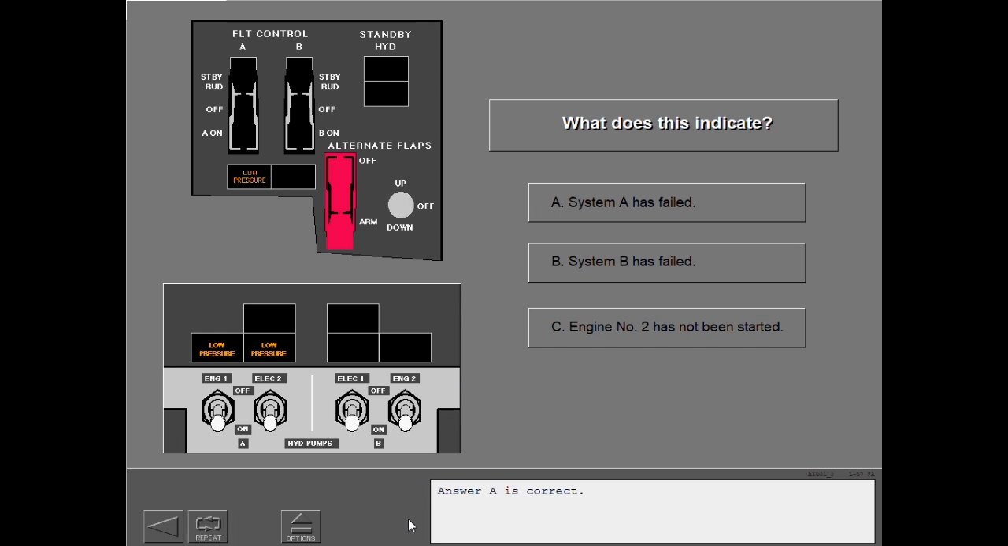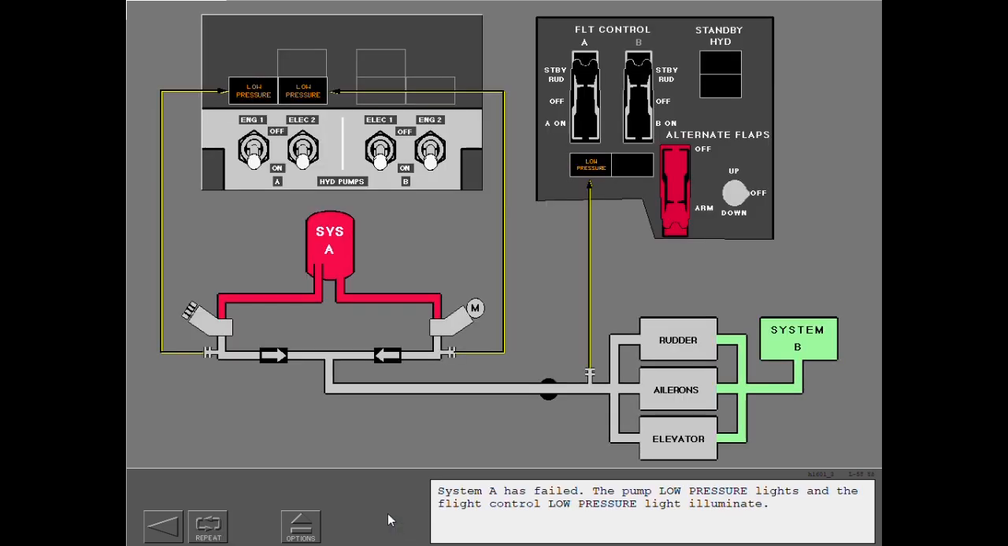Answer A is correct. System A has failed. The pump low pressure lights and the flight control low pressure light illuminate.